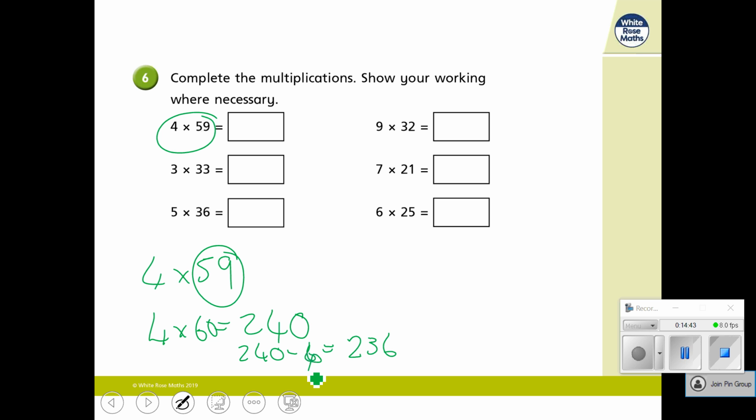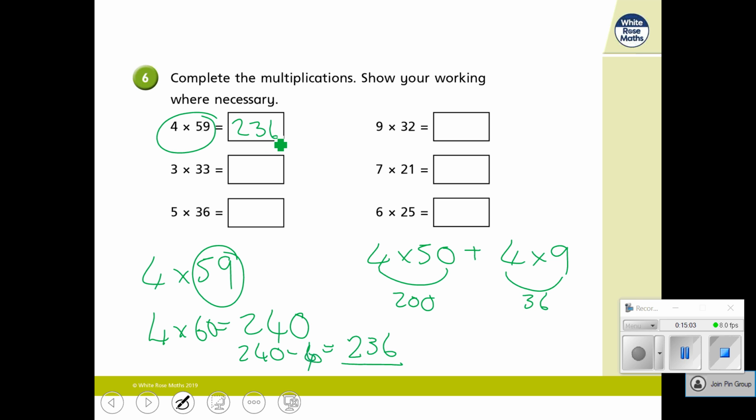But you might have decided to do that same question by doing 4 times 50 added to 4 times 9. And 4 times 50 is 200, and 4 times 9 is 36. So my answer is still 236. There are lots of different ways you can answer all of these questions. Now, the answers are actually on your answer booklet, but just in case you haven't got that with you, I'll whiz through them now. 3 times 33, you should have 99.